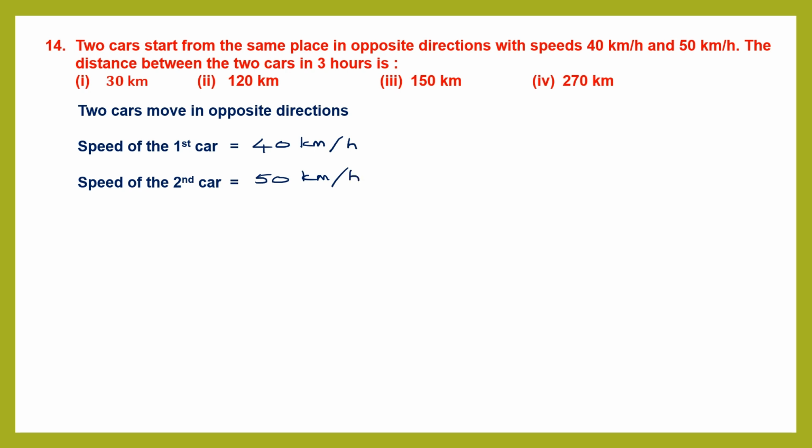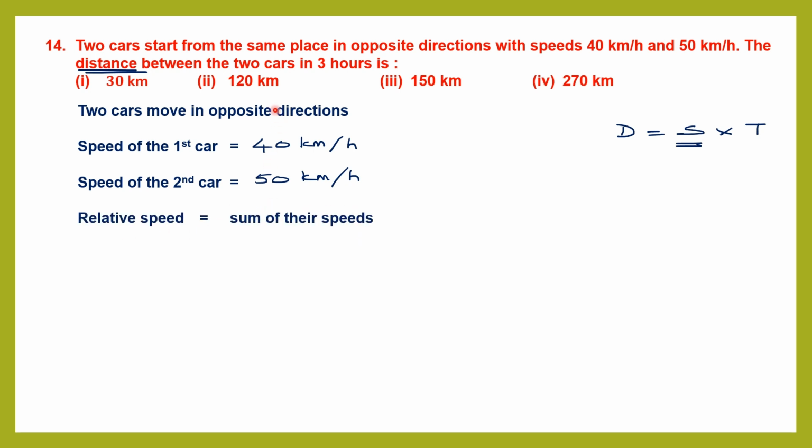Now, what are we asked to find? The distance. Now, what is the formula to find distance? Distance is speed into time. If you have only one speed, then we can just call it speed. Here we are given two, speed of the first car and speed of the second car. So, we have to think of relative speed. Relative speed means the speed of one car in relation to the other car. So, we are going to find the relative speed. Now, how do we find the relative speed?